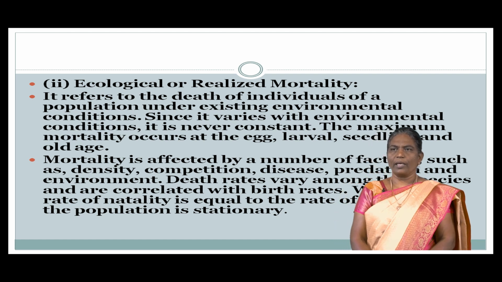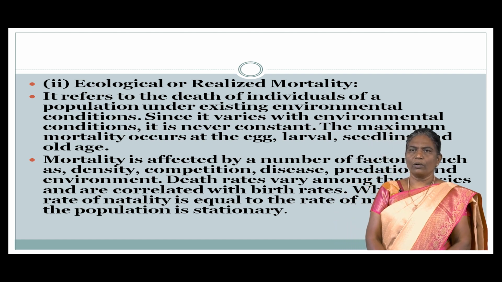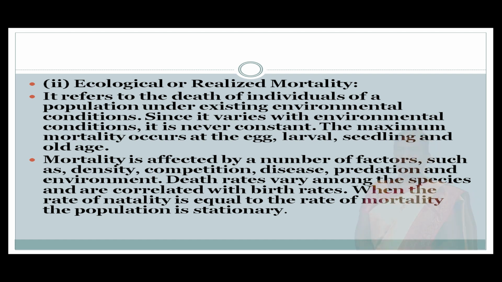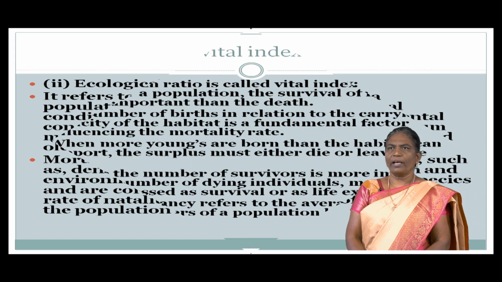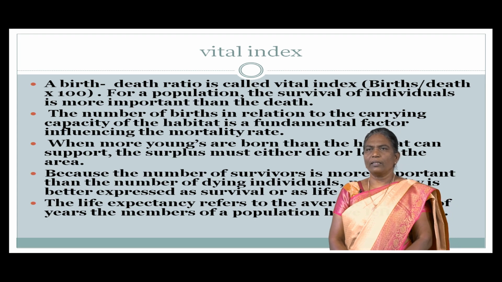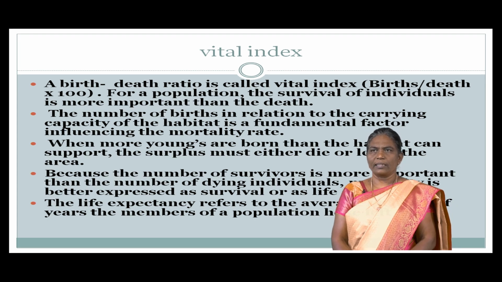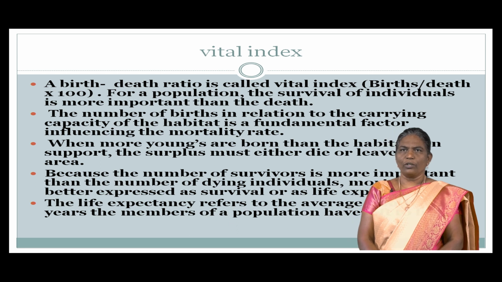Death rates vary among the species and are correlated with birth rates. When the rate of natality is equal to the rate of mortality, the population is stationary. The next is about the vital index. A birth-death ratio is called vital index: births divided by deaths, multiplied by 100.